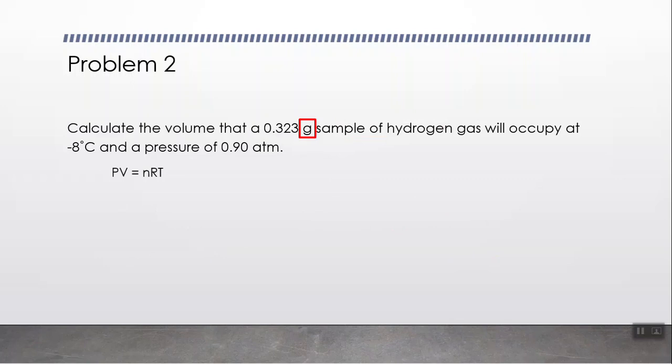So we know that we're using the ideal gas law. So let's go ahead and define our variables. First thing is we have grams. You can convert it now.